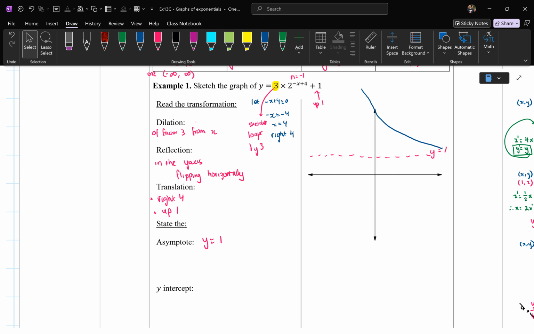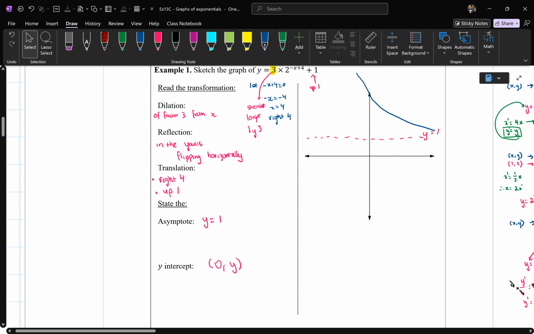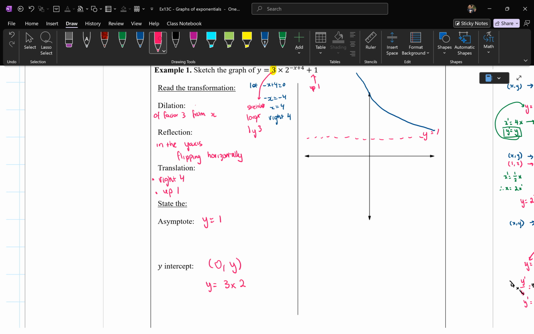Okay, so that means I still need to find the y-intercept. How do you find the y-intercept? We always knew the y-intercept occurs when x = 0. So sub in 0 for x into the function to solve for the y-intercept. So here's my function. y = 3 times 2 to the power of -(0 + 4), plus 1.